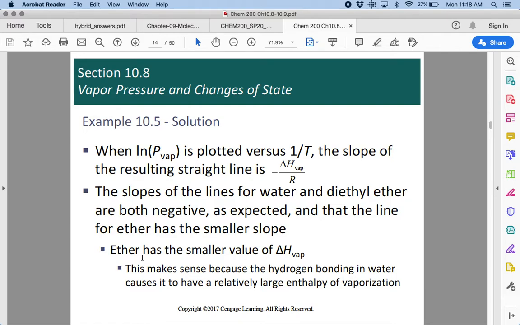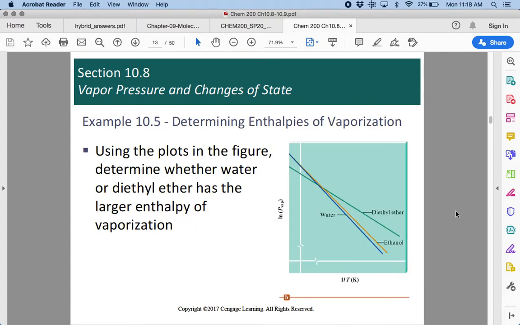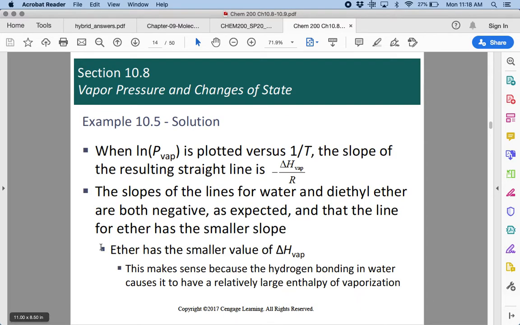When we look at the slopes of these lines, which is more drastic? Is the slope of water more drastic, or the diethyl ether? Because they're both negative, right? We understand because of this negative sign right here that they're both going to go in the negative direction. But the line for ether has a smaller slope. It's less drastic, which means that R is a constant, so the only thing that's affecting the slope is this heat of vaporization, so we're going to say that the ether has a smaller delta H of vaporization.